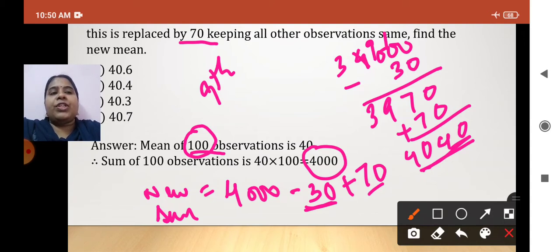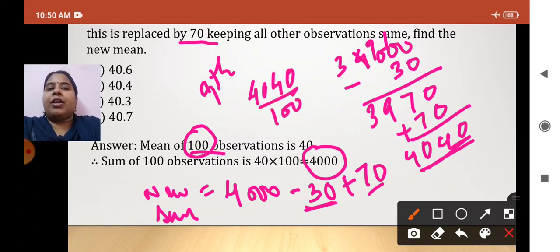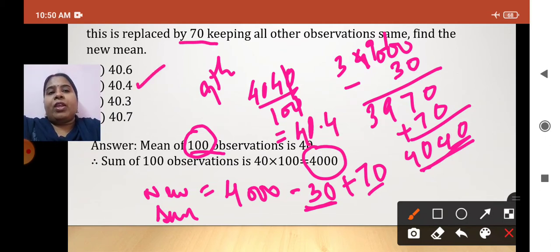Sum of all observations, that is 4040, upon number of observations, that is 100. So I can cancel this 0 and put one digit after the decimal point. So it comes to 40.4. Which option is correct out of this? Option B. I hope all these calculations are understood to you.